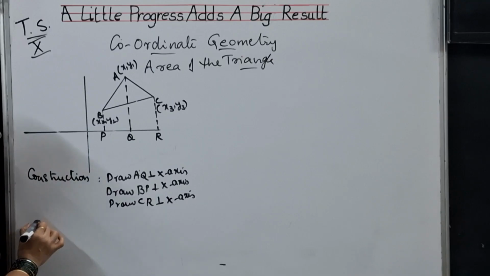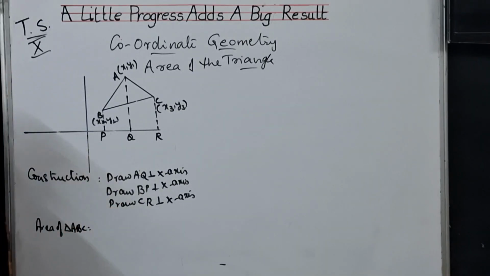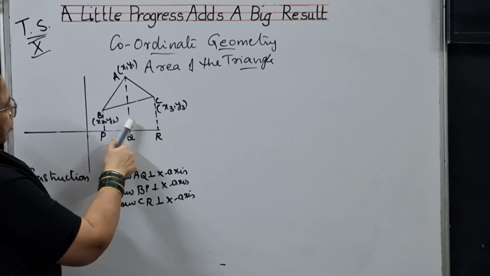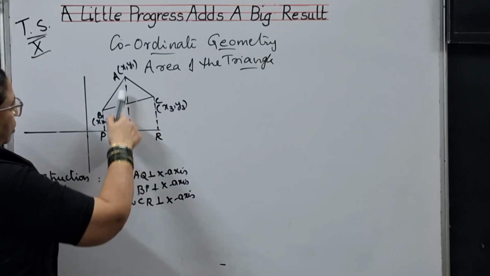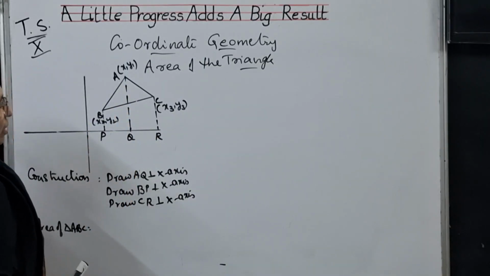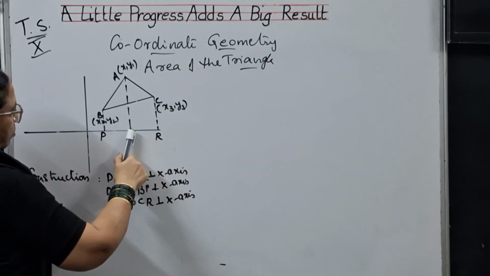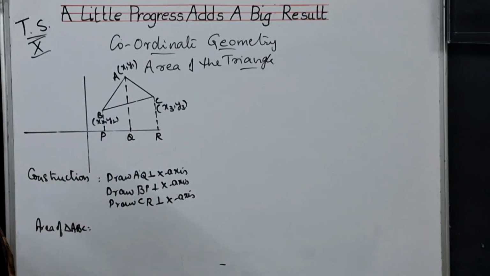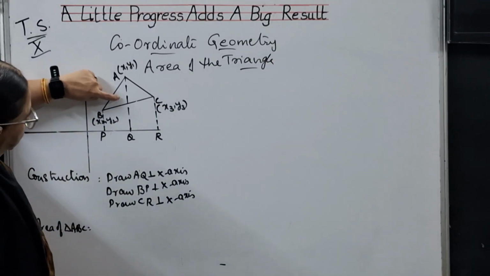Now we need to find the area of triangle ABC. What is the area of triangle ABC, children? See, we are getting one trapezium because these two are perpendicular to the x-axis, which means these are parallel lines. So the quadrilateral we have got here is called a trapezium. Similarly, we have got trapezium 1, and this is also a trapezium, the second trapezium. So if you are finding the area of trapezium ABQP, in that a part of triangle ABC is included.